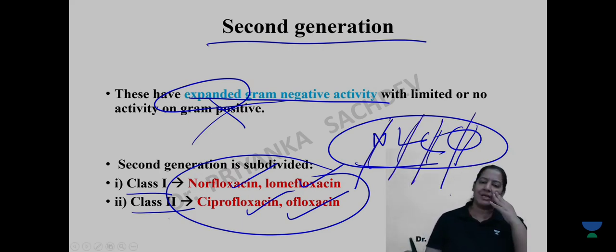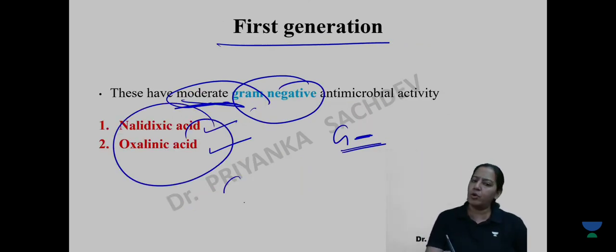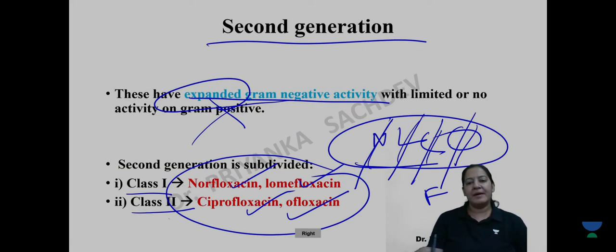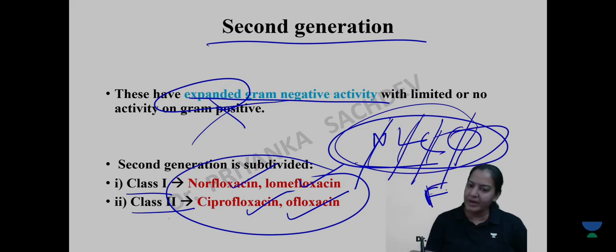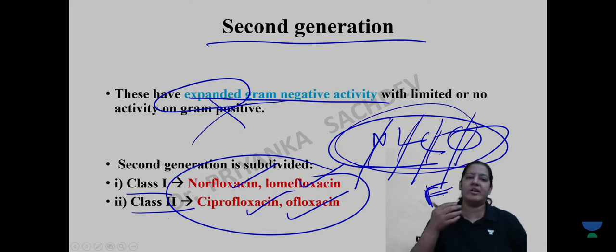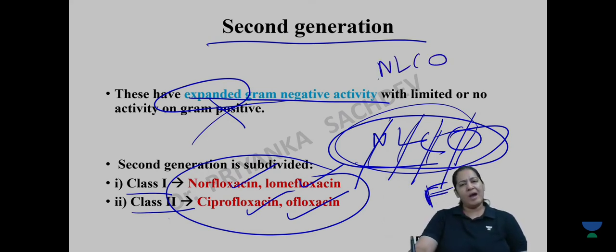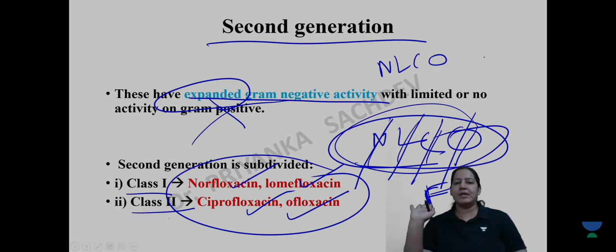So all of them are floxacin. Now we have added fluorine to them. Right? In the first generation, only quinolones were there. There is no fluorine. But in the second generation, we have added fluorine in the quinolones. That's why all of them are floxacin. Floxacin means fluorinated. They all are fluorinated. That is second generation. So Norflox, Lomeflox, Ciproflox, Oflox, Nalco, NLCO. If you have some other better mnemonic, please write down. I will tell everyone. So Nalco is the mnemonic, right?